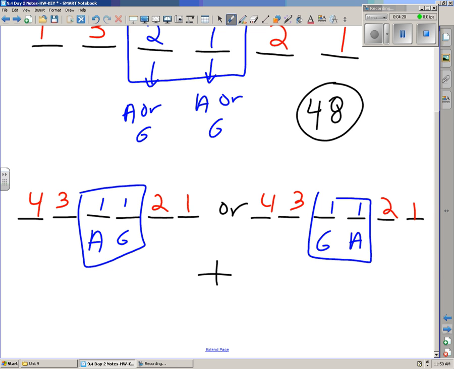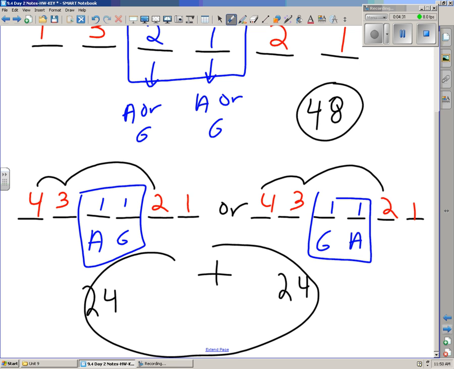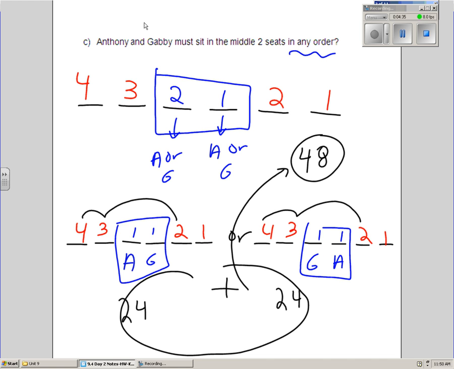If I take this left-hand side, 4 times 3 times 2 becomes 24. 4 times 3 times 2 becomes 24. But this still gives me 48 arrangements. So you need to decide which way is easier for you. In one string of seats, you can put Anthony or Gabby in the middle, or you can do 2 separate arrangements where Anthony comes first and Gabby second, or vice versa.